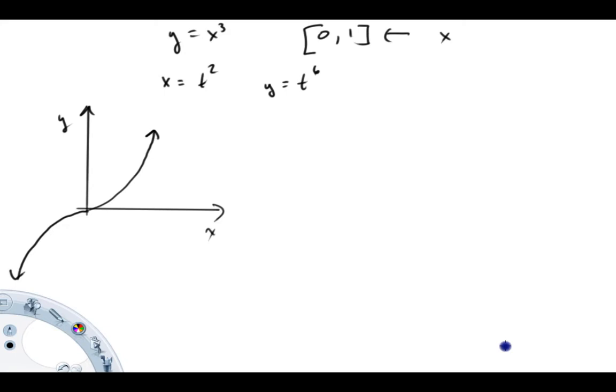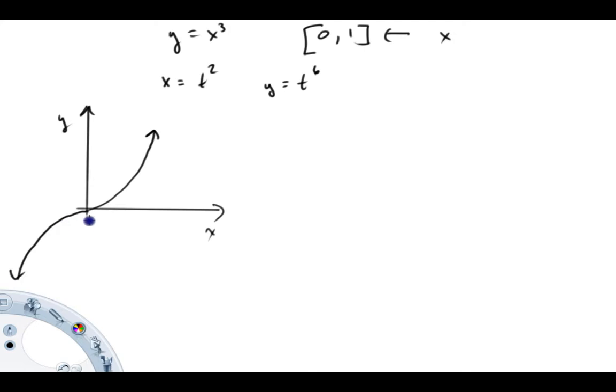The purpose of this video here is to demonstrate how to find area via integration using parametric equations. So what we're going to do is take a look at the function y equals x cubed over the interval 0 to 1, and again these are x values. We're going to look for the area under the curve.